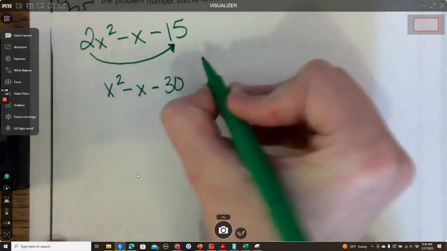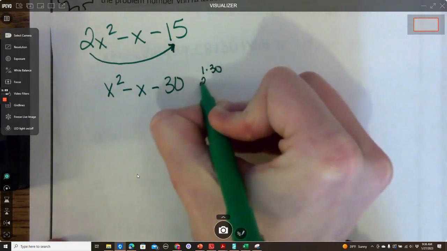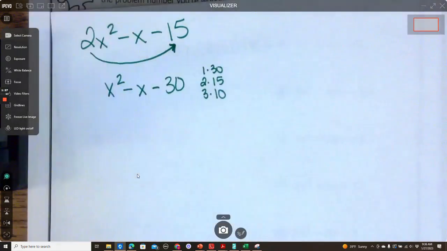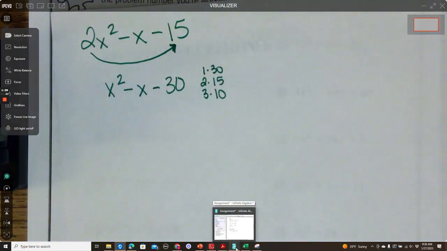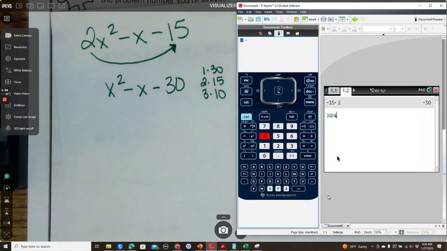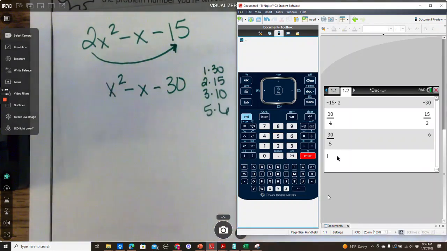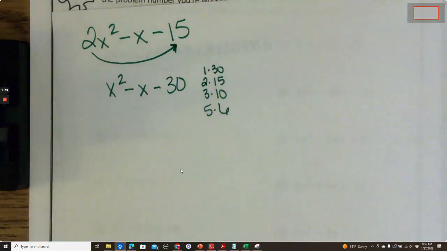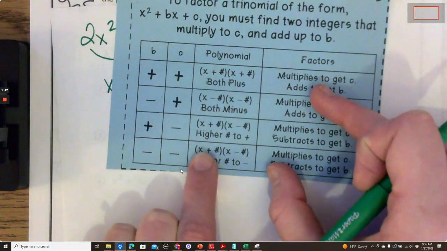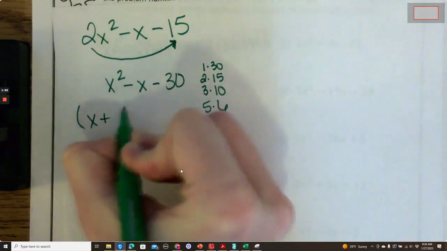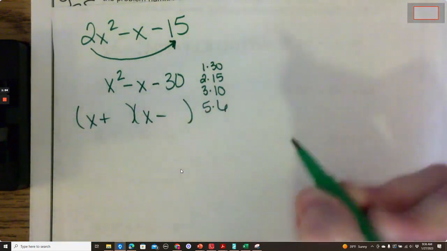So factors of 30. 1 and 30, 2 and 15, 3 and 10. I don't think 4 will go into it. 30 divided by 4, nope. 30 divided by 5, 5 times 6. Okay, and then using that cheat sheet, again, we're still using that. Minus minus means my two factors are x plus a number and x minus a number. X plus something, x minus something.